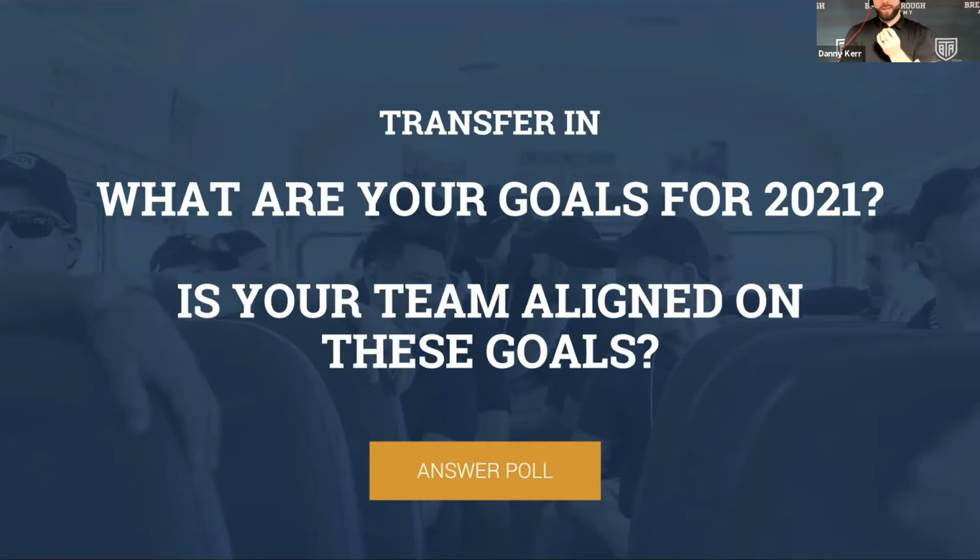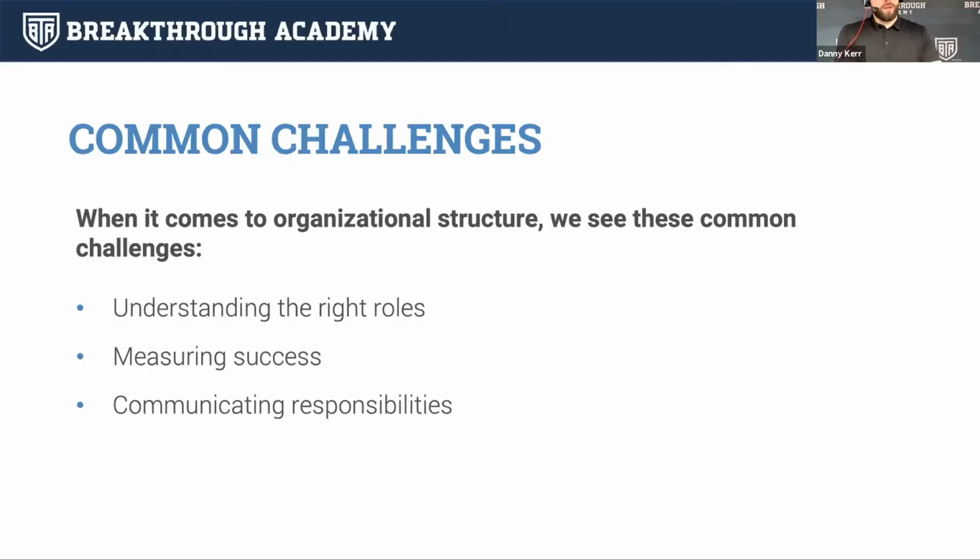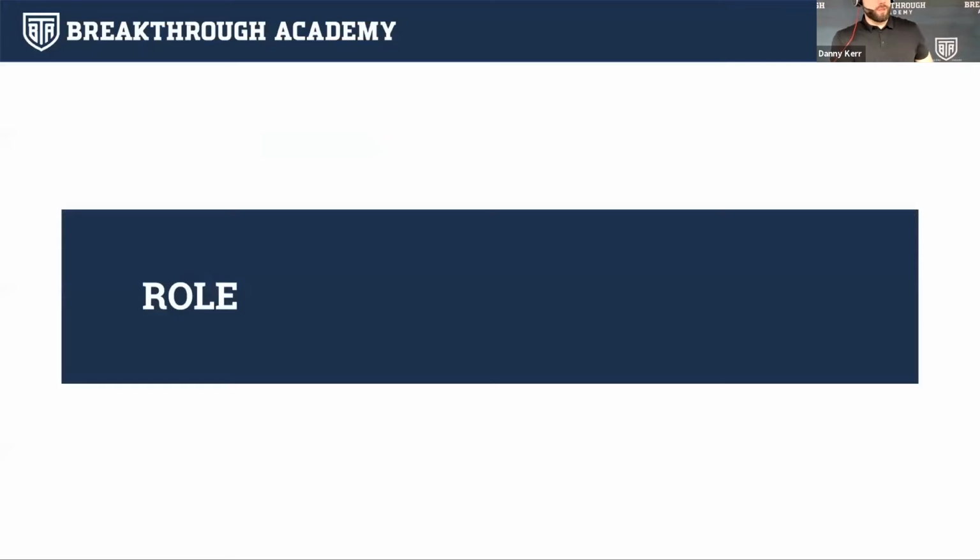So the big thing is we're going to talk about how do you, especially when you have a team, align your team with your goals effectively. Okay, so let's get into it. So first step is to understand what roles you need in your organization.